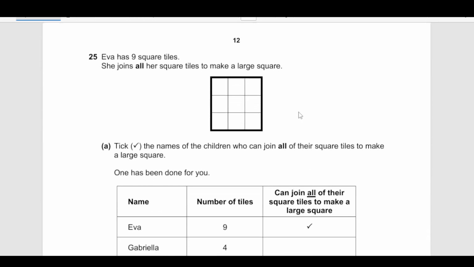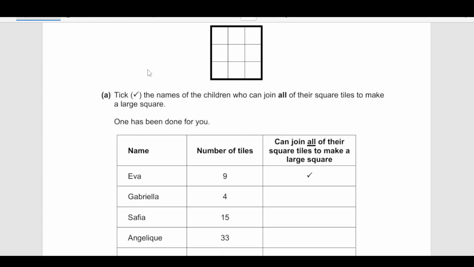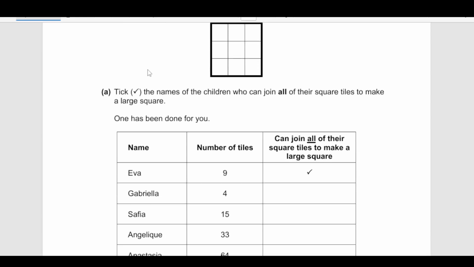Number 25, Eva has 9 square tiles. She joins all her square tiles to make a larger square. So this is a larger square. Tick the name of the children who can join all these squares to make a large square. So there are smaller tiles to make a bigger square. To make a bigger square, it should actually be a square number. Like 9 tiles have been arranged this way, 3 by 3, right? So that means 9 is a square number, which is 3 squared. So that's how we have the other ones also.